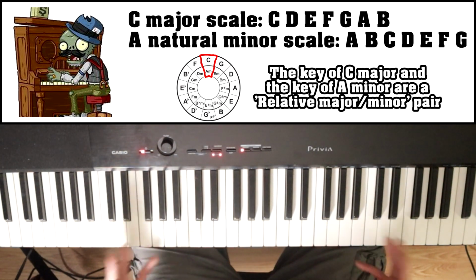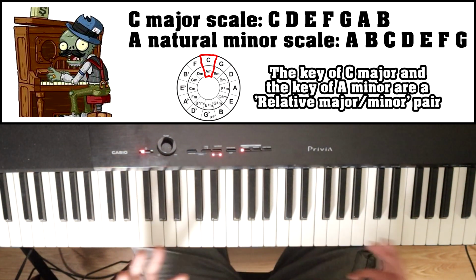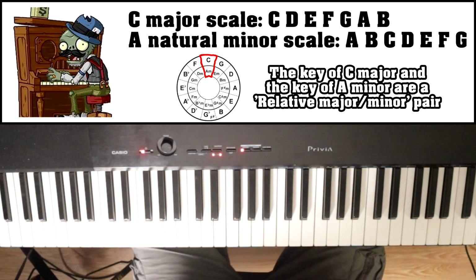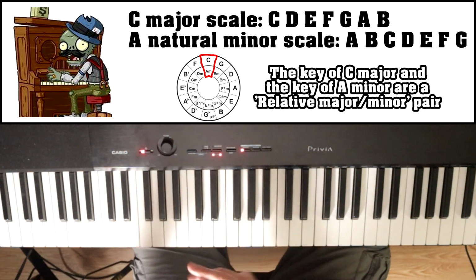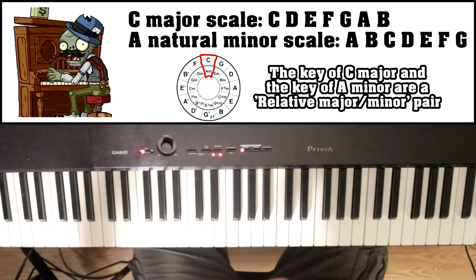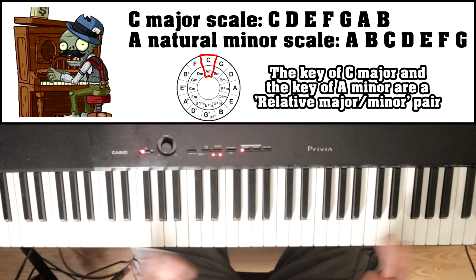So this is the key of C major. This is also the key of A minor. The thing that I just played for you right there, someone may say, hey, that sounded kind of sad. You started on an A minor chord, you ended on an A minor chord. That's the key of A minor. And to that I would say, yeah, you're right.